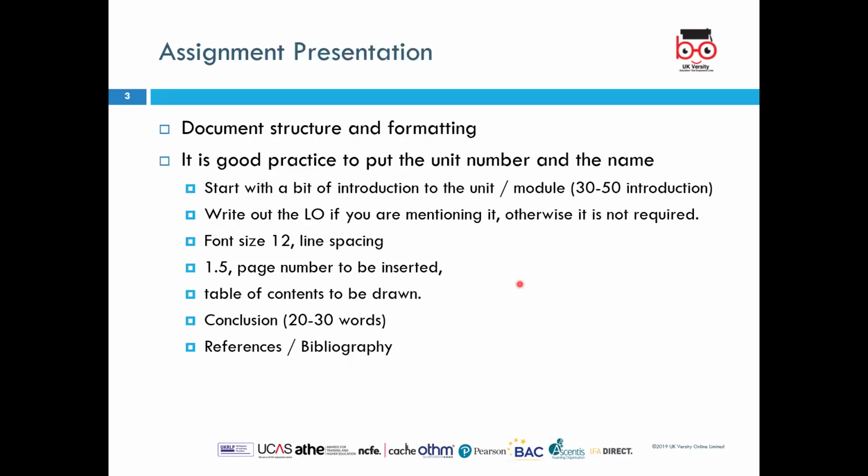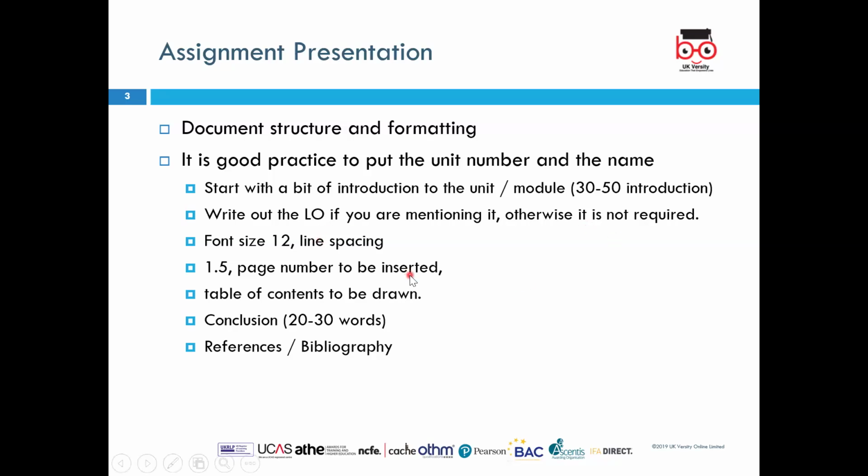So the document structure and formatting: it needs to have a page number. And at the beginning, you need to have a unit number and the name of the unit. Start with a bit of introduction, 30 to 50 words, about what the unit is about. Write out the learning outcomes if you are mentioning them. We've gone through 4 learning outcomes. Otherwise, it is not required.